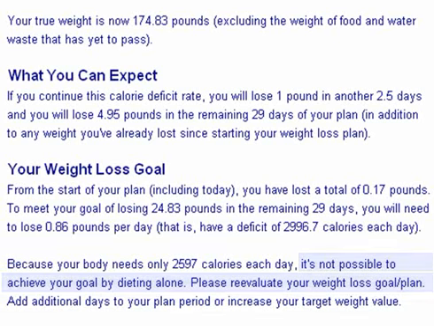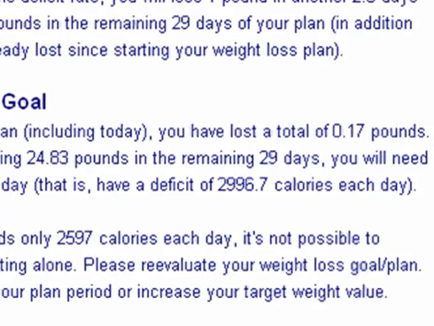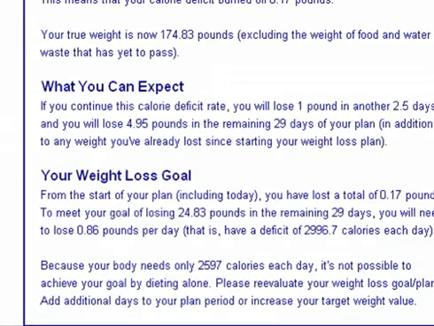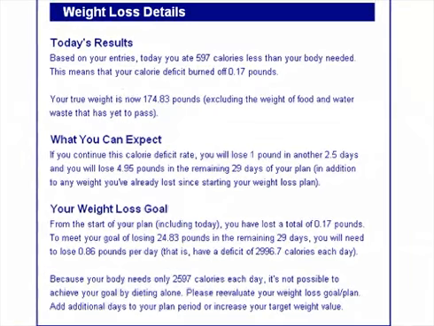In our example here, we've arrived at a situation in which I'll need to have a calorie deficit that's larger than the number of calories that my body even needs on a daily basis. So the calculator tells us that we need to reevaluate our weight loss plan or extend the number of days in our plan, because otherwise it's not possible to achieve a 25-pound loss of weight in 30 days based on the number of calories that I'm eating at today's rate.